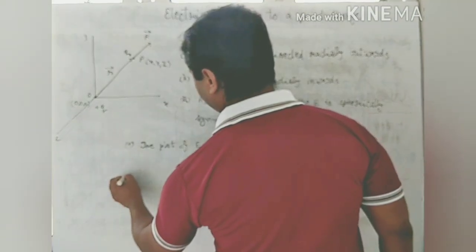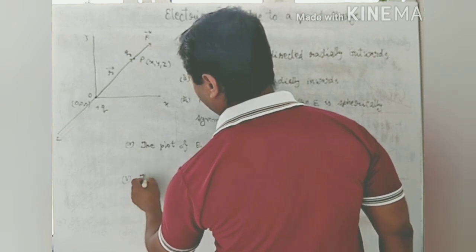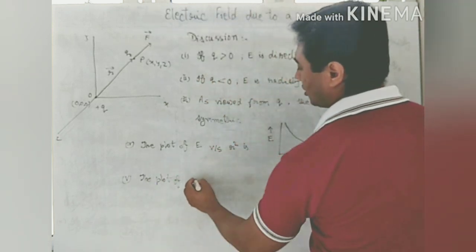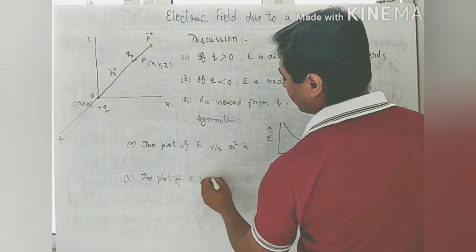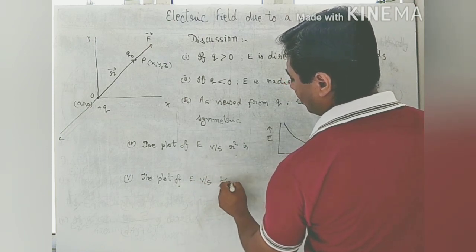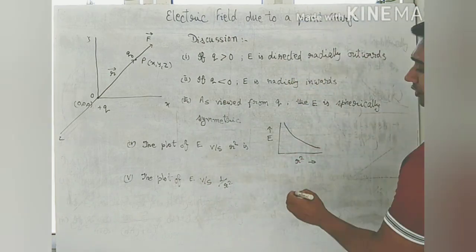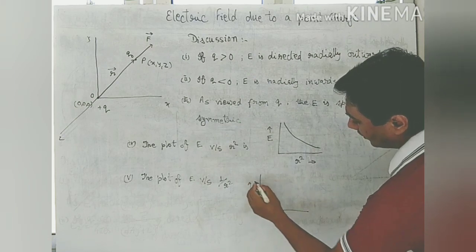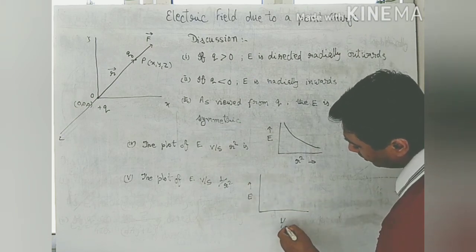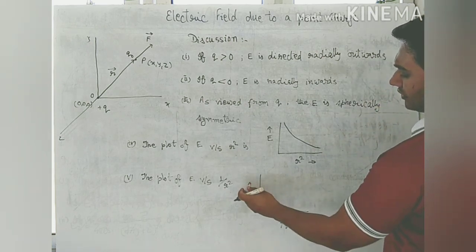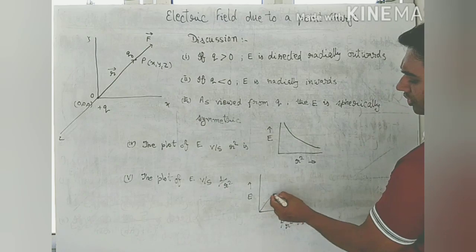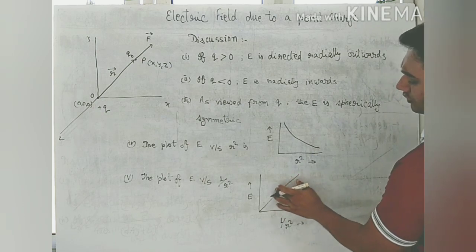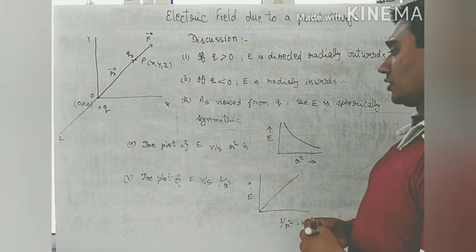Now for the fifth case discussion, we can say the plot of E versus 1 upon R square. So here you can have the electric field on the y-axis and 1 upon R square on the x-axis. As this is proportional to this, the graph will be a straight line. Let me make it a smooth straight line. Okay, so this is the graph.